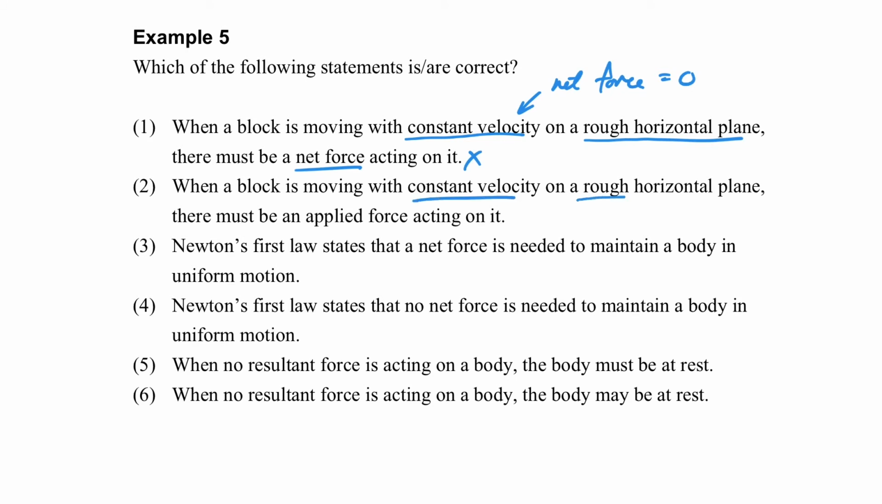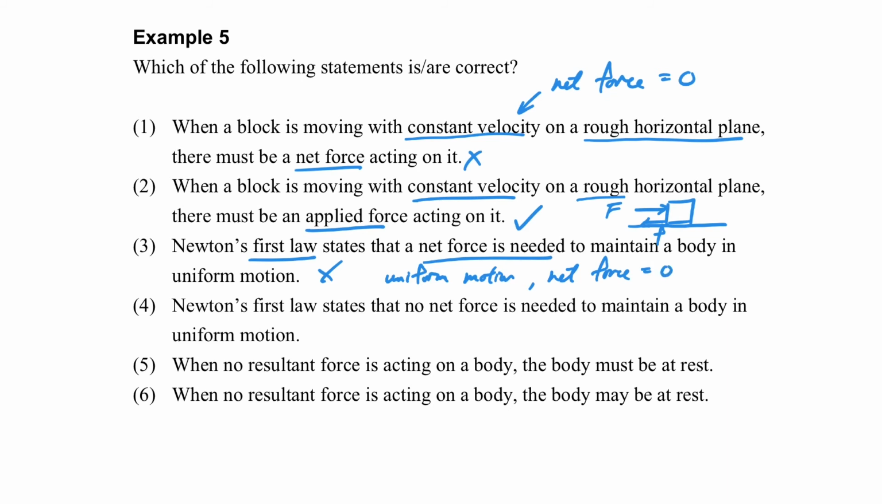And when the block is moving with constant velocity on a rough surface and an applied force is acting on it, it's true. Because you can picture, if there is a rough surface, there must be an applied force in order to overcome the friction so that it can move with a constant velocity. And the statement that Newton's first law says net force is needed must be wrong, because Newton's first law states that if something moves in uniform motion, the net force must be 0. So the fourth statement is correct.